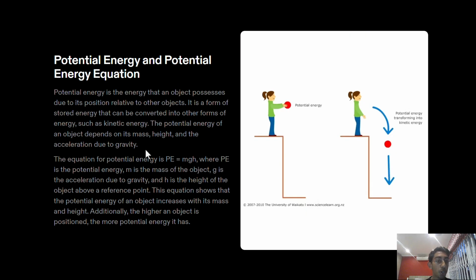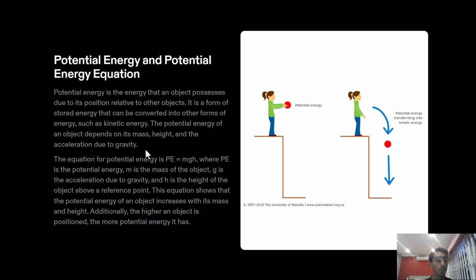Now we'll talk about potential energy and the potential energy equation. Potential energy is the energy that an object possesses due to its position relative to other objects. It is a form of stored energy that can be converted into other forms of energy such as kinetic energy. The potential energy of an object depends on its mass, height, and the acceleration due to gravity. Potential energy is also sometimes referred to as the energy or the work done against gravity.